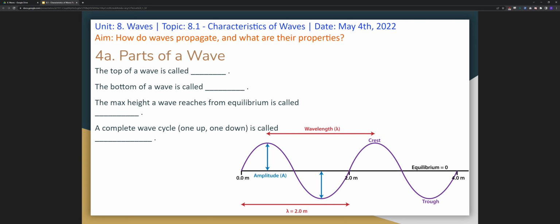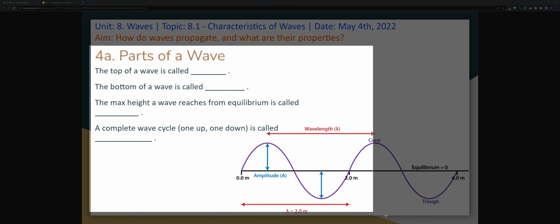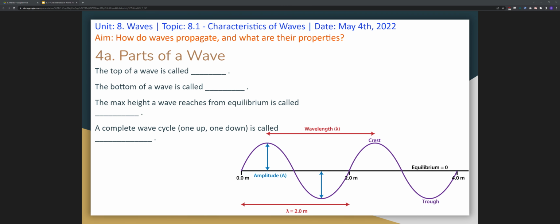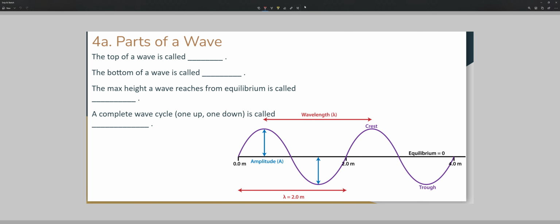And so here, the parts of a wave. The top of a wave is called a crest. The bottom of a wave is called a trough. Right here, trough.